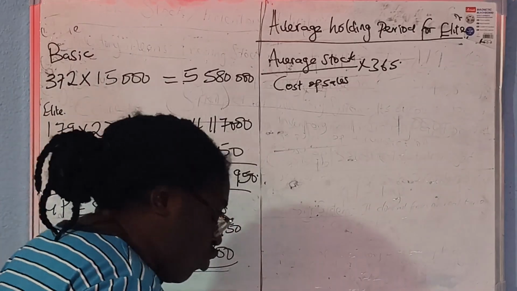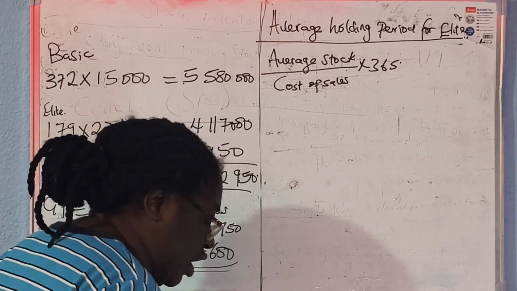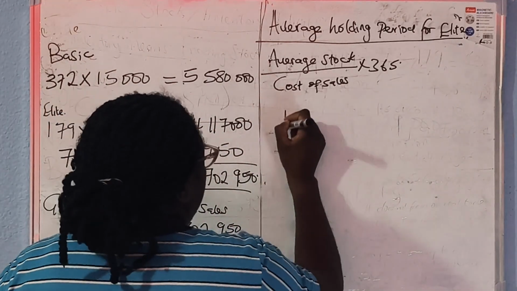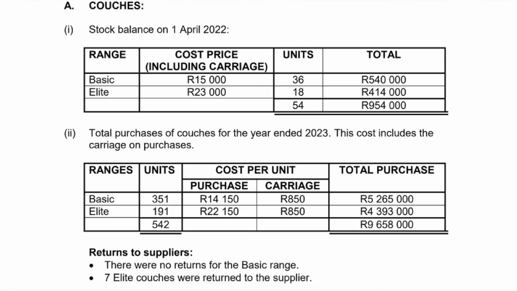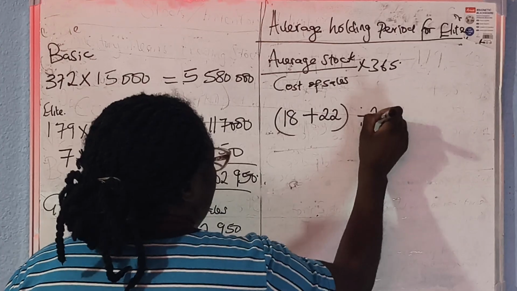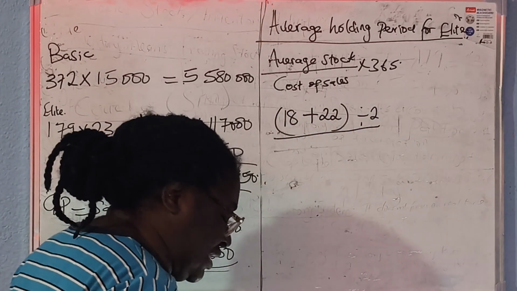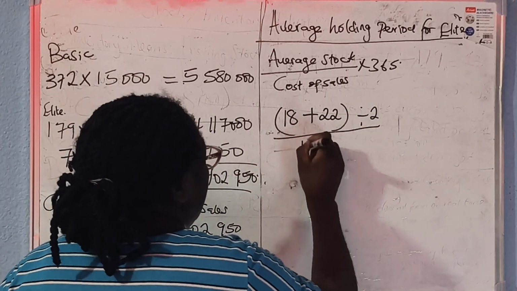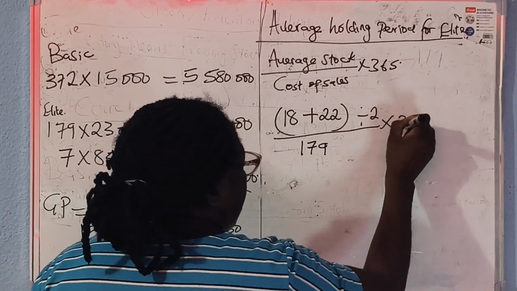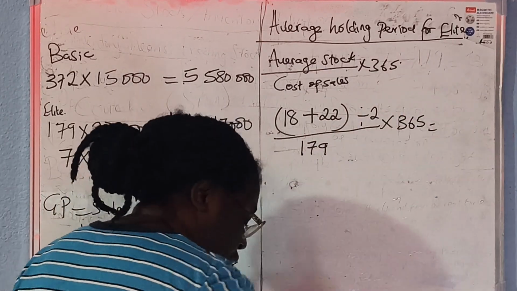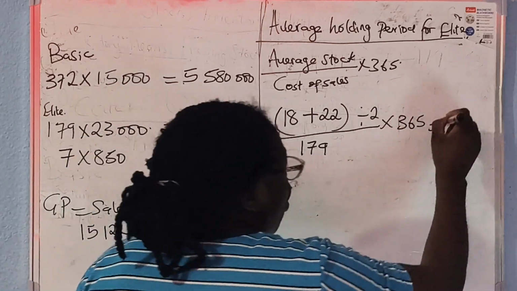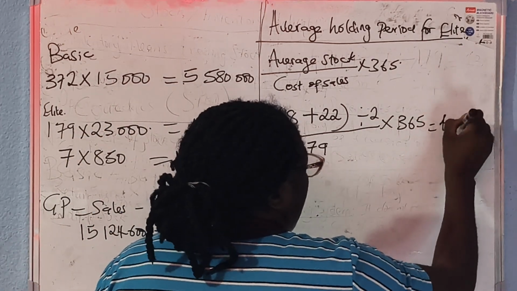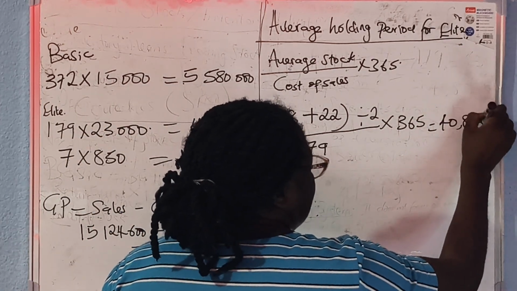For example, I will first want to use the units. In using the units, opening stock is 18 plus closing stock 22. I divide these two by 2. Then I divide now by the number of units sold, times 365. And when I do that, that should give you 40,8 days.